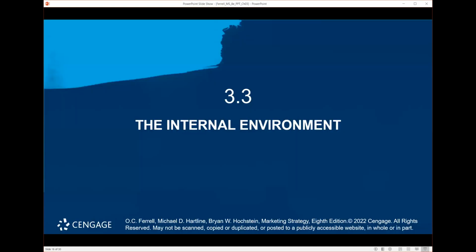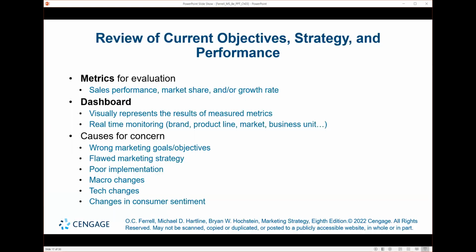Let us talk about the internal environment. There are three things that we want to be able to do when we're assessing the internal environment. The first thing that we want to do is assess the firm's current objectives, strategies, and performance. That is the first thing that we're doing when we look at the internal environment.